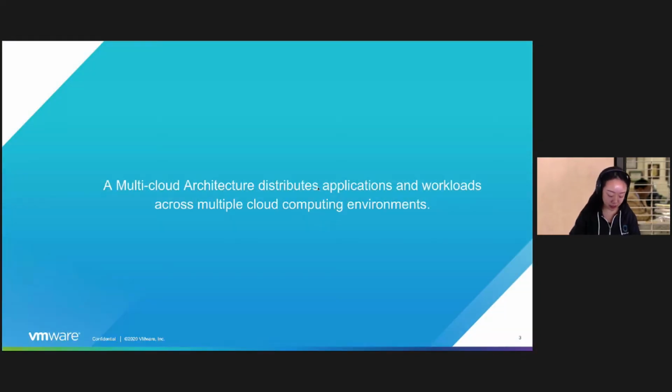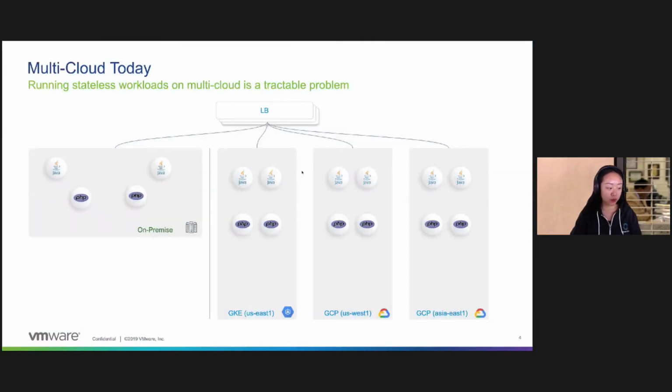So what is multi-cloud? To us, a multi-cloud architecture simply means that applications and workloads are distributed across multiple cloud computing environments. And so this is a hybrid of on-prem footprint as well as public cloud footprint. When we say enterprises are moving to multi-cloud, usually the easier approach is to move stateless applications first. As you can see in this example, a company who's moved some of their workloads to GCP, and they've also moved some to GKE as well.